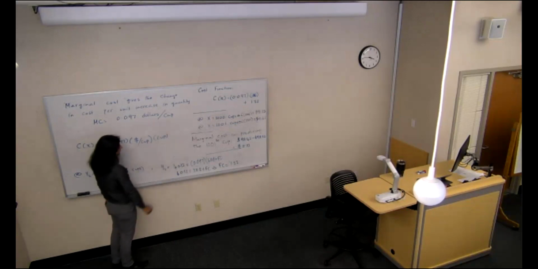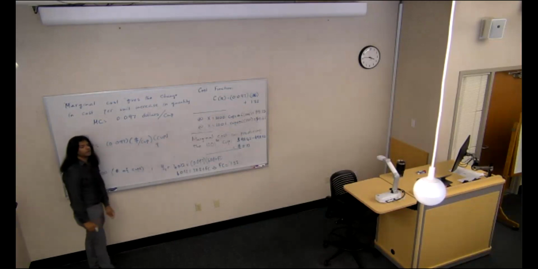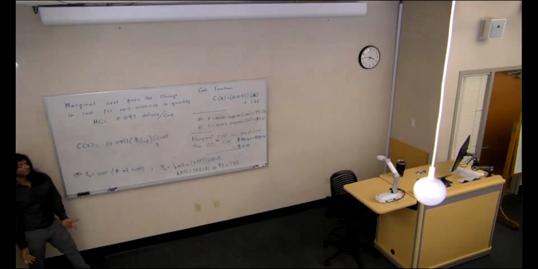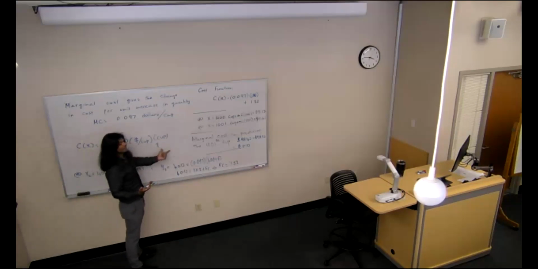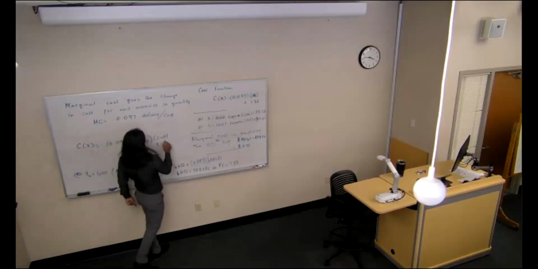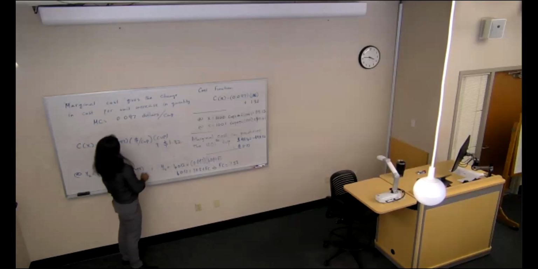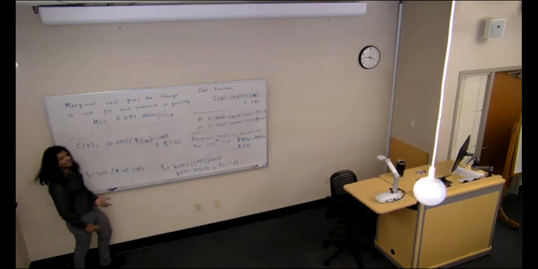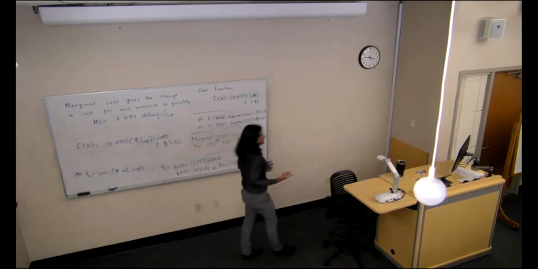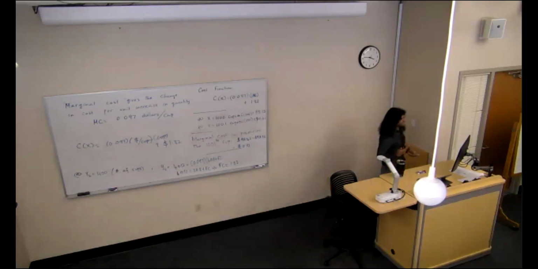unit for X cups. What is the unit for Y-intercept? The unit has to be cost. So what is the unit? Dollars, thank you. So cup gets cancelled, dollar, resulting answer is in dollars. That's another way to find the unit of marginal cost. Good.